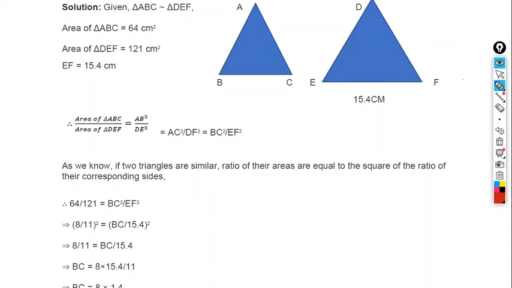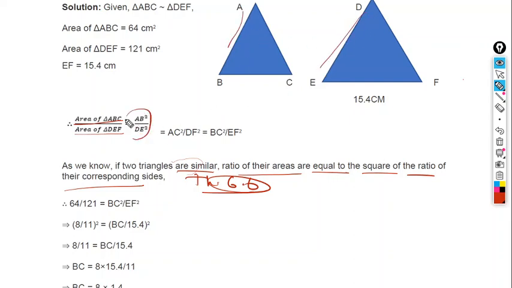As we know, if two triangles are similar, the ratio of their areas is equal to the square of the ratio of their corresponding sides. This is what theorem 6.6 is all about. So area of triangle ABC divided by area of triangle DEF is equal to AB square by DE square, which is also equal to AC square by DF square, which is also equal to BC square by EF square.